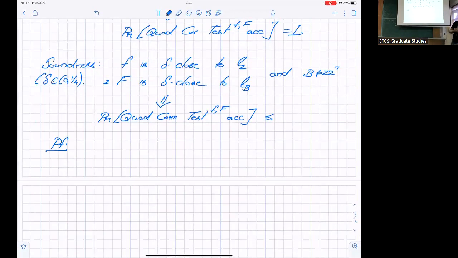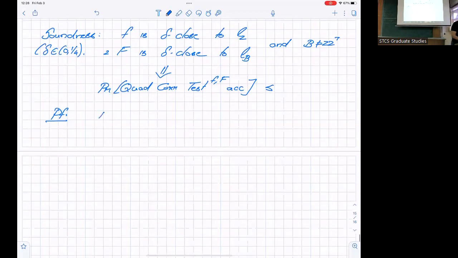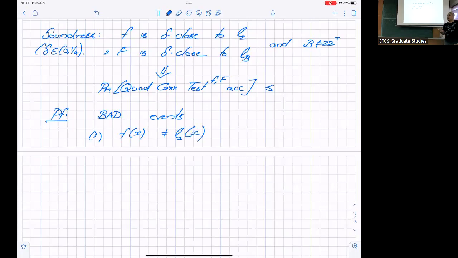So there are several bad events that can happen. Let's find out what the bad events are. One is that f of x does not happen to be equal to LZ of x. That is, you happen to query a point x which happened to be this one, but what's the probability this happens? Delta. So this is at most bounded by delta.